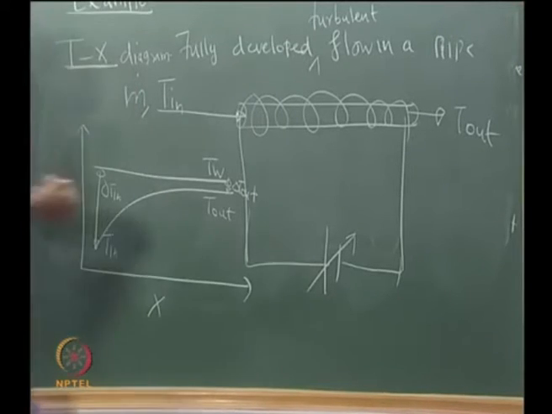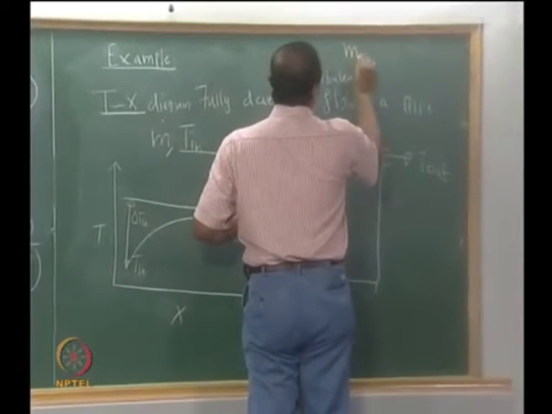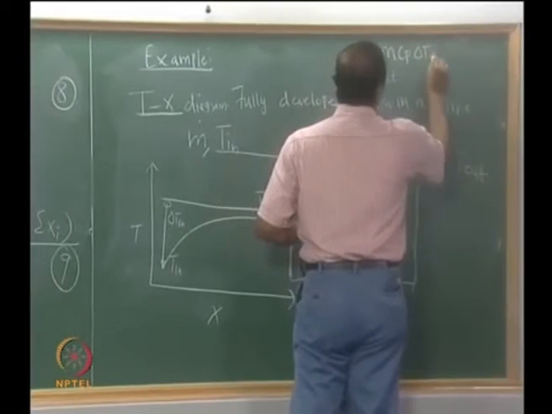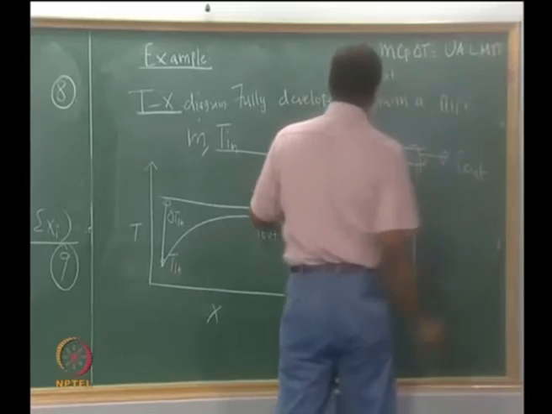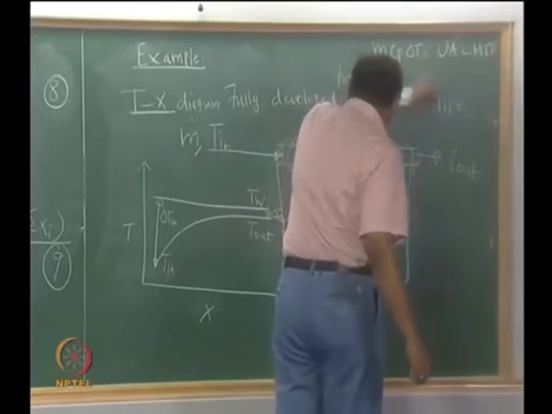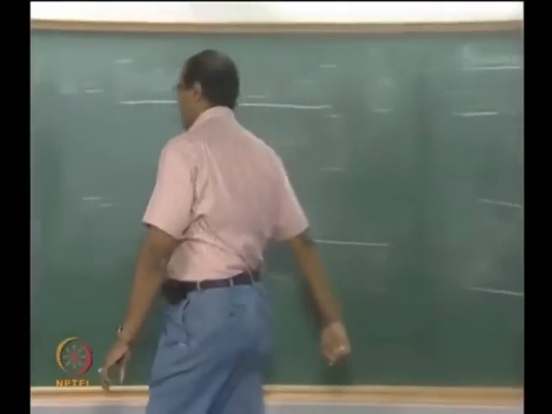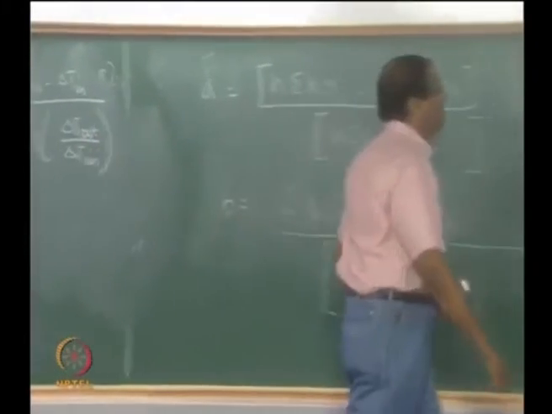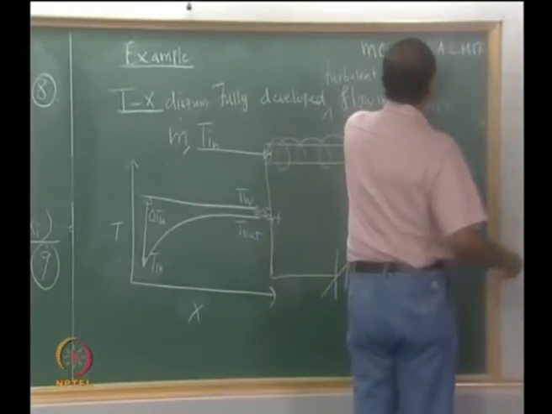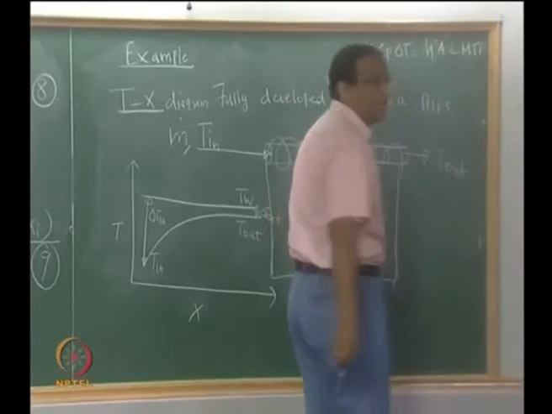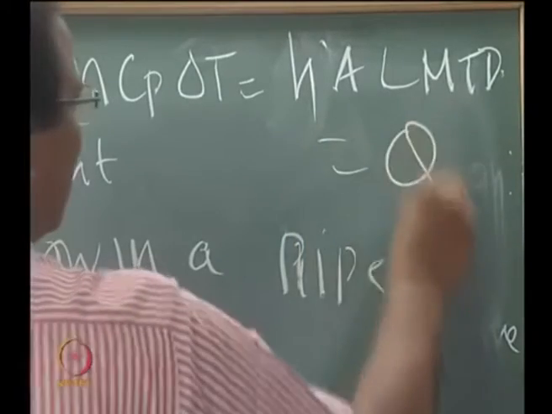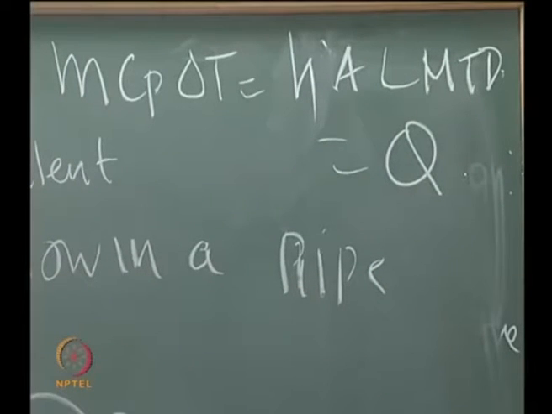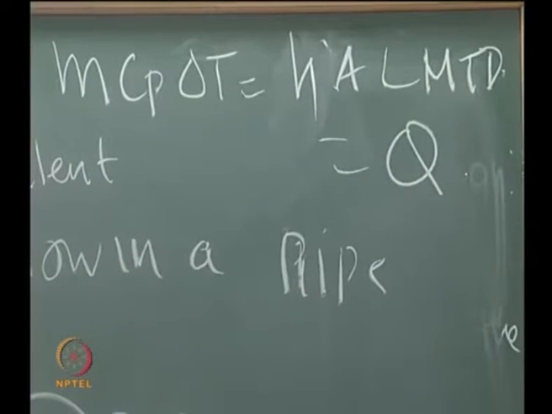So how are you going to do this? So this m c p delta T is equal to U A LMTD. In this case, if the outside temperature is fixed, I do not have to use the U because I know what the temperature is on the outside. I do not need to use the concept of overall heat transfer coefficient. I will just use h A LMTD. This must be equal to the Q which is coming.